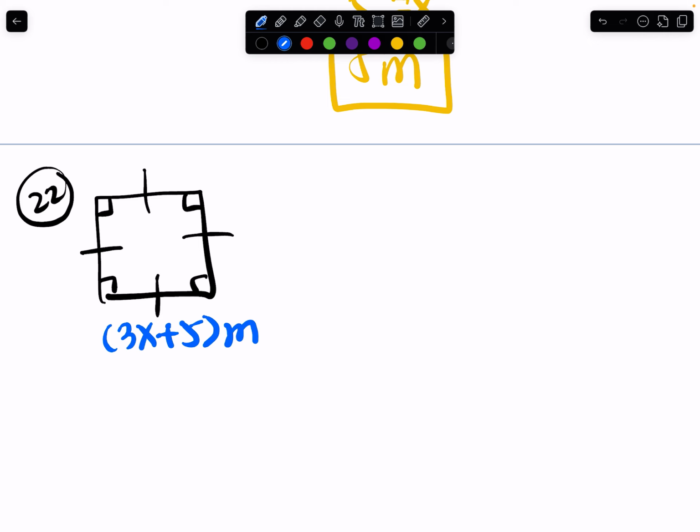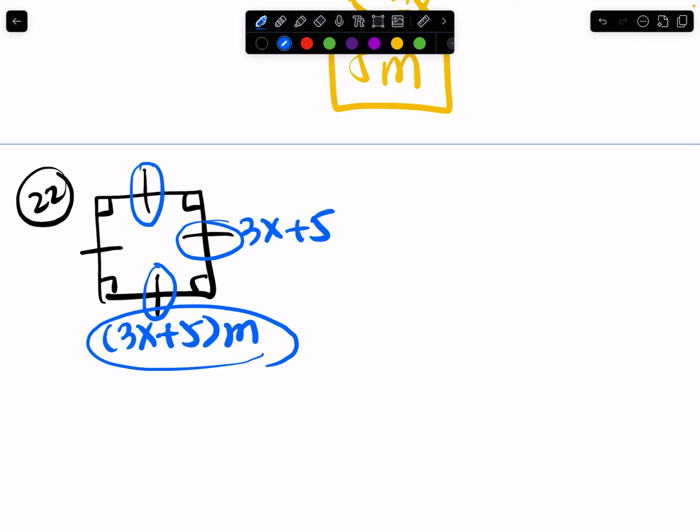Thank you. If this side is 3x plus 5, this side better be 3x plus 5 because for a square, all sides are congruent.